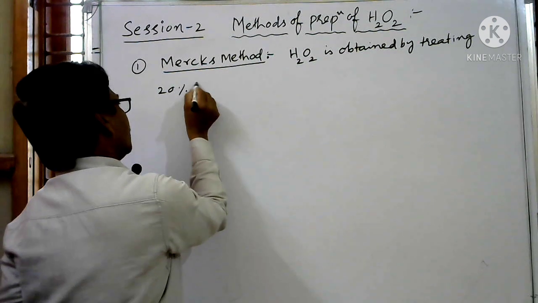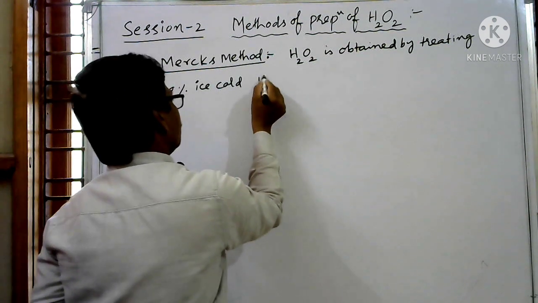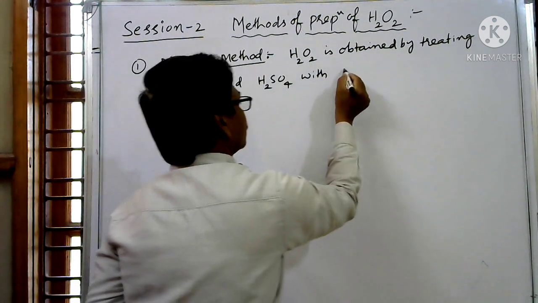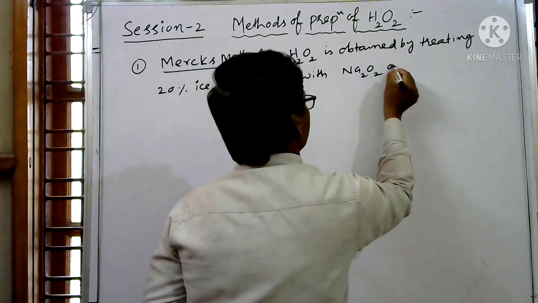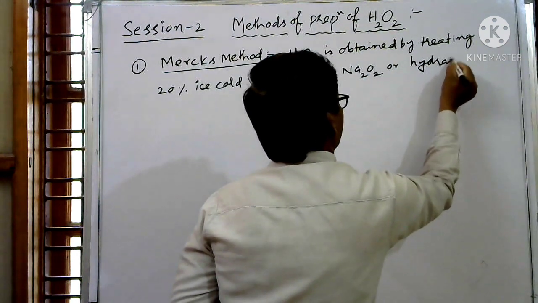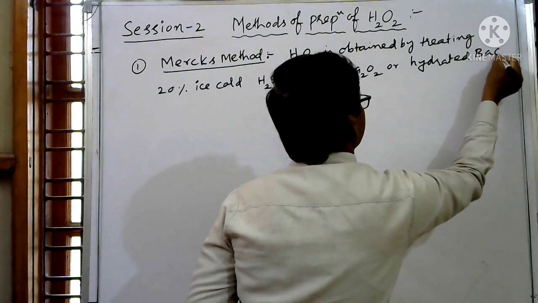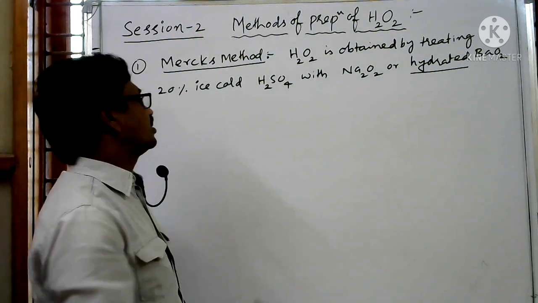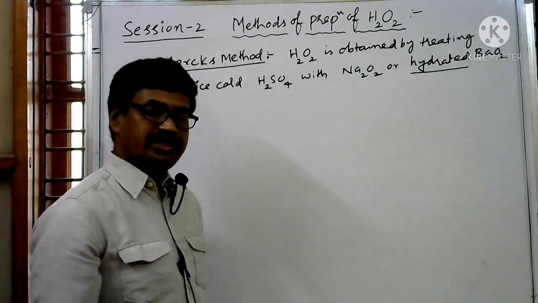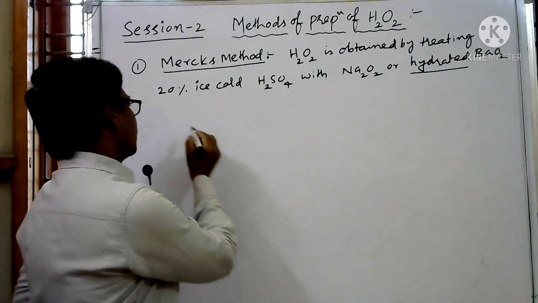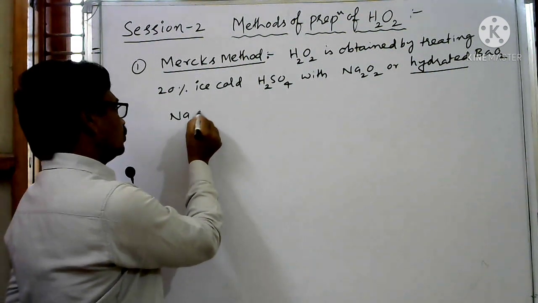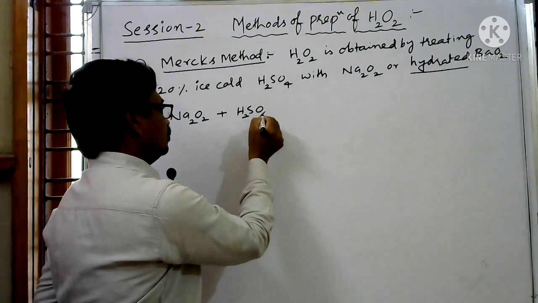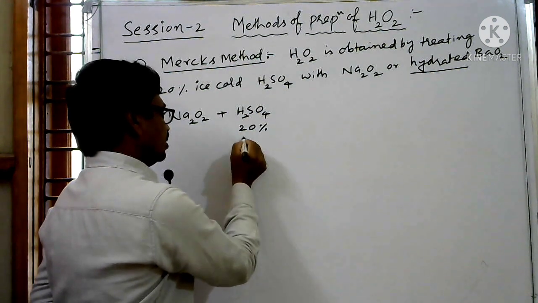H2O2 is obtained by treating 20% ice cold dilute sulfuric acid with sodium peroxide or hydrated barium peroxide. See, here the reactions: Na2O2, this is sodium peroxide, with H2SO4. H2SO4 is in 20% ice cold condition.